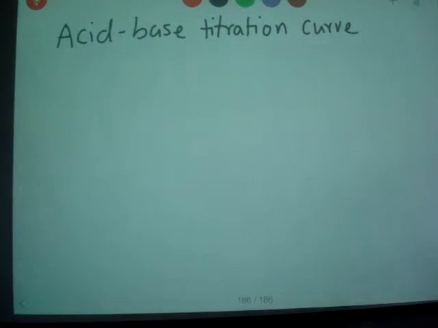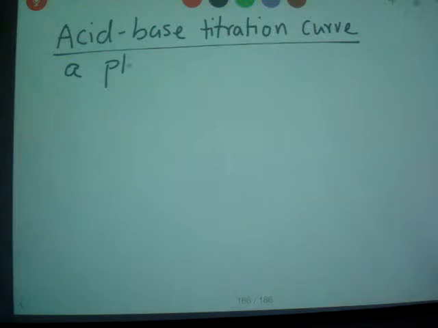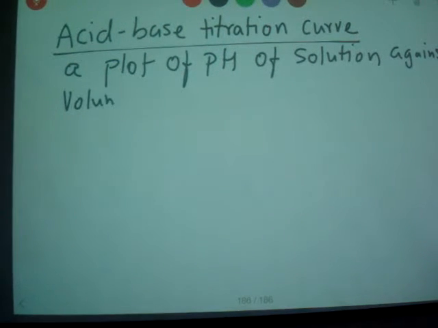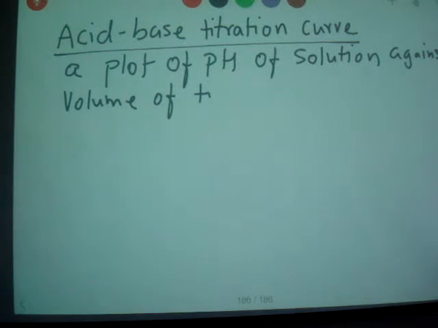Alright, so an acid-base titration curve is basically a plot of the pH of a solution of acid or base against the volume of titrant. It's acid or base.